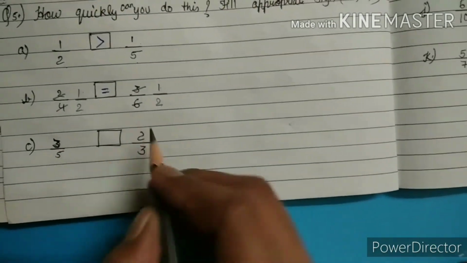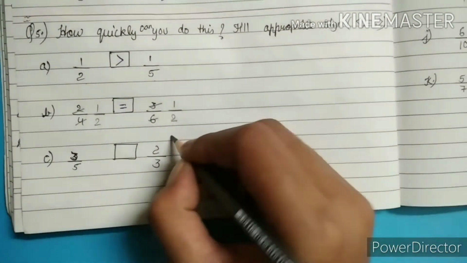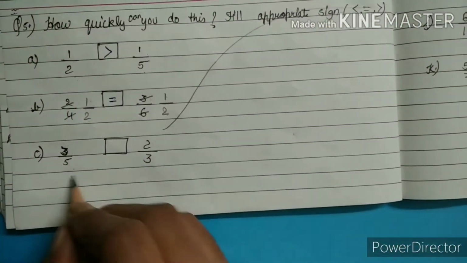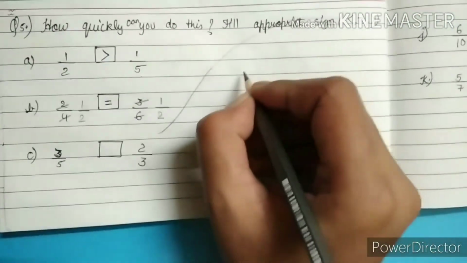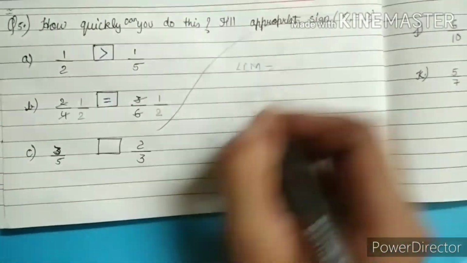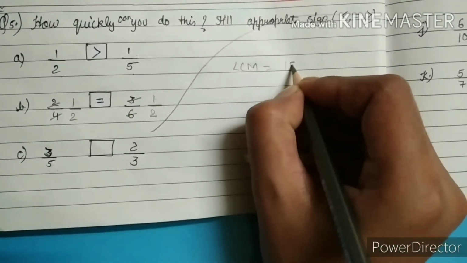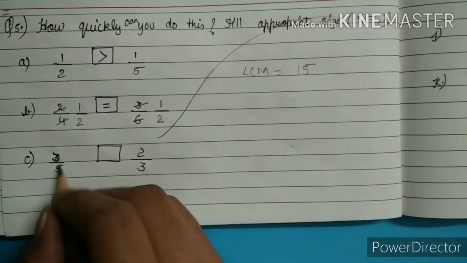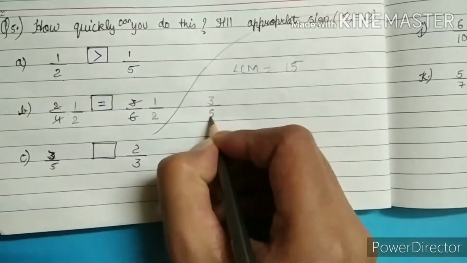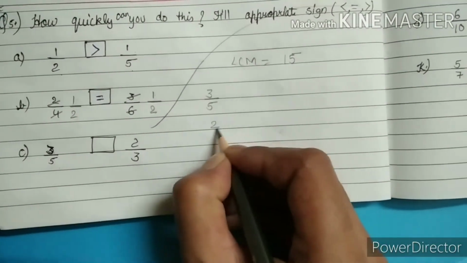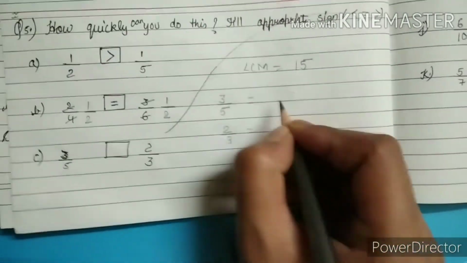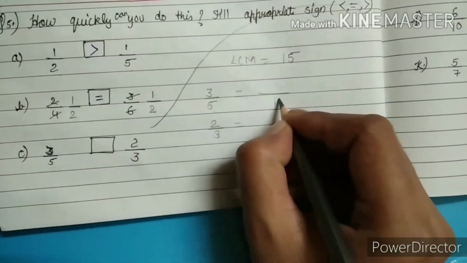Now 3 by 5 and 2 by 3. You can see here both have different denominators. So you can do LCM. I am directly telling you what the LCM is. LCM of 5 and 3 is 15. The first fraction that we have is 3 by 5 and the second fraction is 2 by 3. So we have to make their denominator 15.